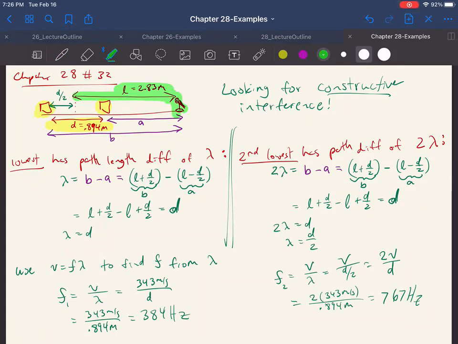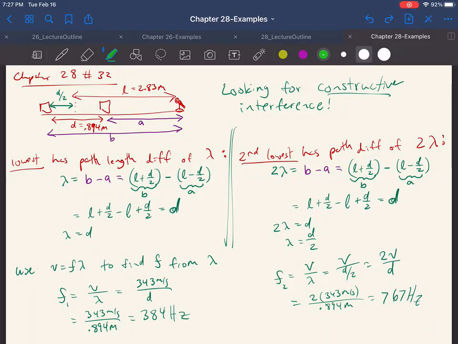They wanted us to find what wavelengths, or ultimately actually what frequency, the two lowest frequencies that would create constructive interference at the location of the microphone. So in order to do this, we are looking for the lowest frequency. We're going to look for the lowest one that we can have, which is our lowest path length difference of just lambda. If there's a path length difference of just lambda, then that means that they are going to have constructive interference, which is what we're looking for.